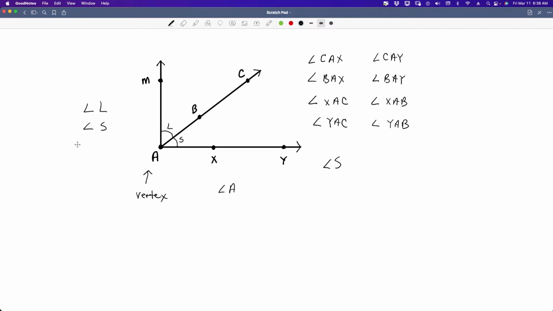Absolutely, we could call this angle MAB or angle MAC, or we could even call it angle BAM or angle CAM. All of these are the same as angle L because of the indicator. But we cannot call it angle A, because angle A could be the whole thing. It could be angle MAY. It could be angle MAX.